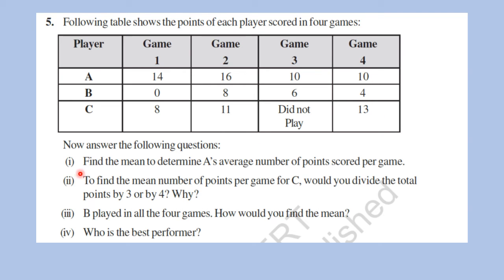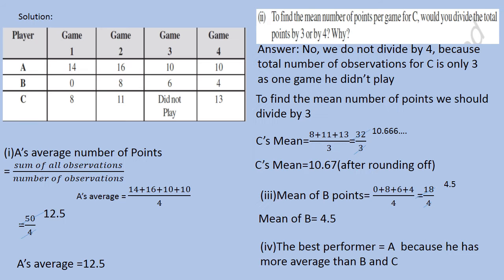Now the first problem is to find the mean to determine A's average number of points scored per game. The second problem is to find the mean number of points per game. For C, would you divide the total number by 3 or 4? B played in all 4 games, how would you mean? Who is the best performer? Alright, slowly let us find for 1, 2, 3 and 4.